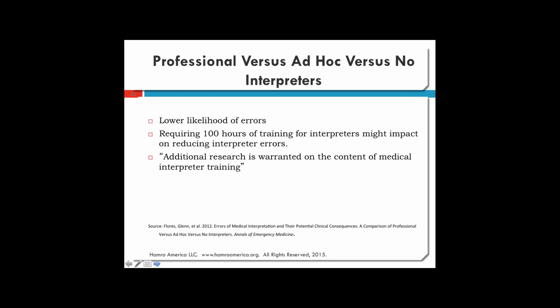Professional interpreters result in a significantly lower likelihood of errors of potential consequences than ad hoc or no interpreters at all. Among professional interpreters, hours of previous training but not years of experience are associated with error numbers, types, and consequences. These findings also suggest that requiring at least 100 hours of training for interpreters might have a major impact on reducing interpreter errors and their consequences in healthcare while improving quality and patient safety. And there needs to be additional research in medical interpretation training.